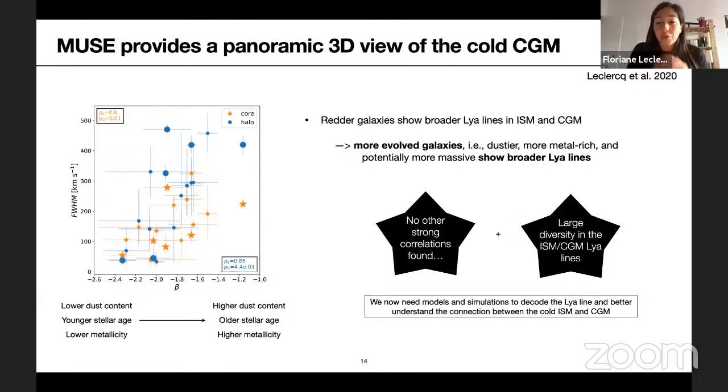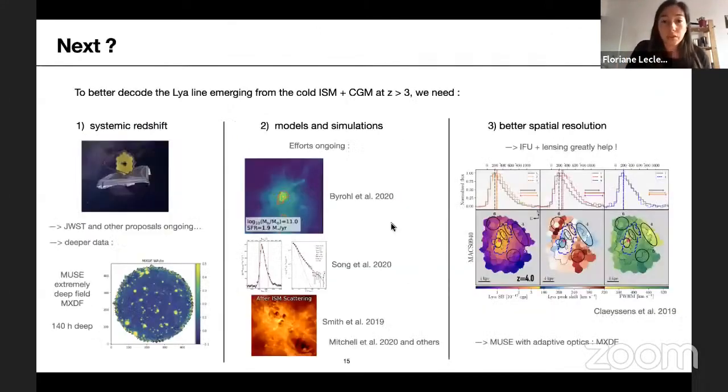So to really understand this connection between ISM and CGM, at least with Lyman alpha, because we need to decode the line, we really need models and simulations. And this is actually an effort which is ongoing. Here I'm citing some recent studies. Also, to decode this line for those high redshift objects, we need the systemic redshifts to better characterize kinematics, for instance. And this would be possible with, for instance, the James Webb Space Telescope or other instruments.